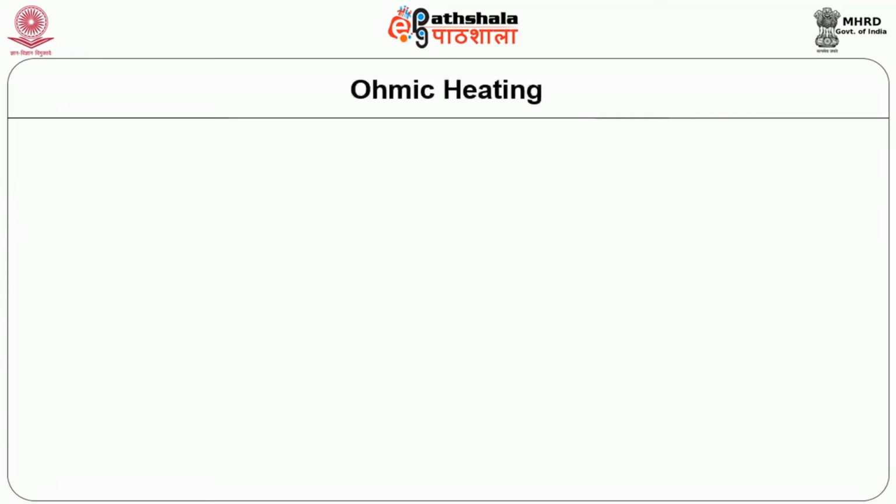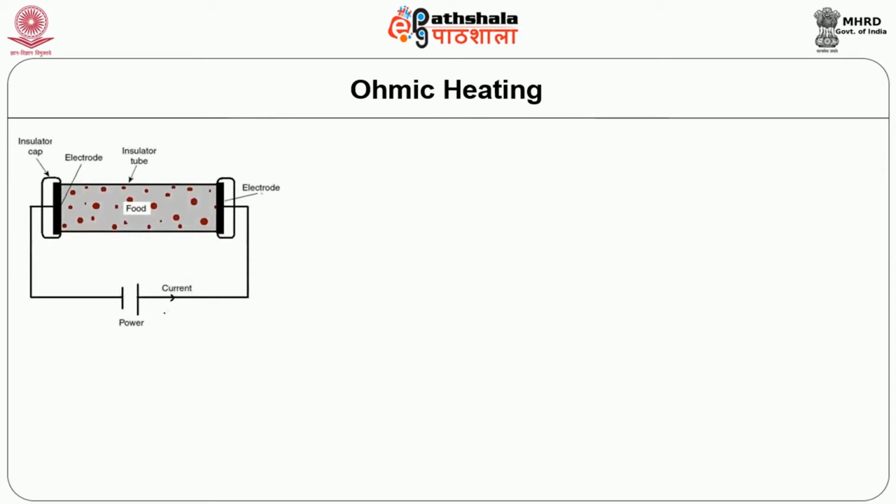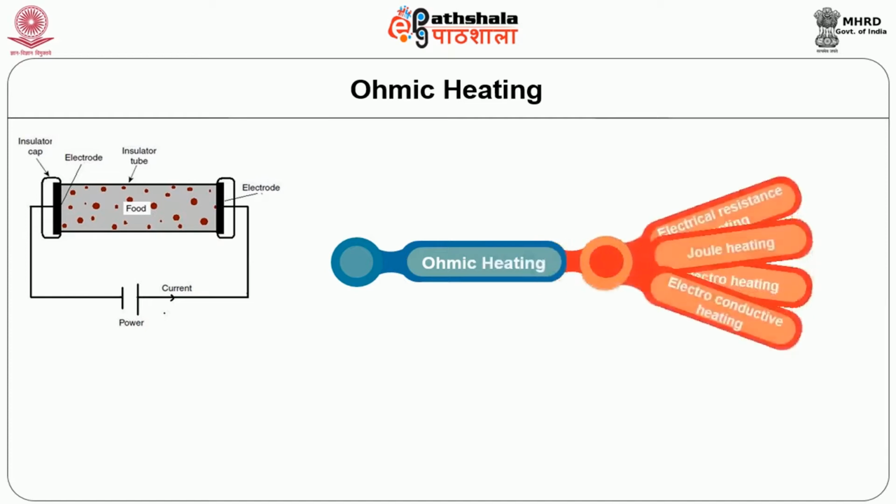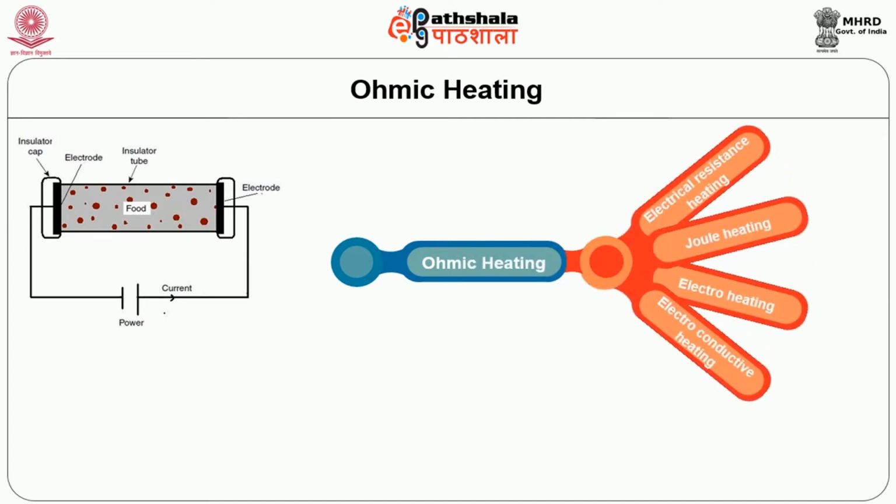Let us first discuss what ohmic heating is before going into its principle. Ohmic heating is defined as a process in which electric current is passed through materials with the purpose of heating them. Ohmic heating is also referred to by other names such as electrical resistance heating, Joule heating, electroheating or electroconductive heating. Ohmic heating is different from other electrical heating methods.